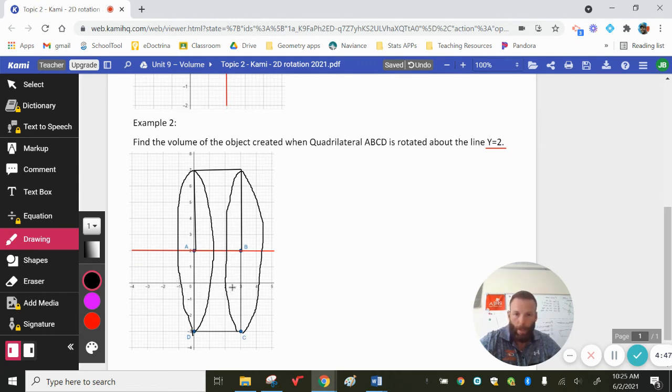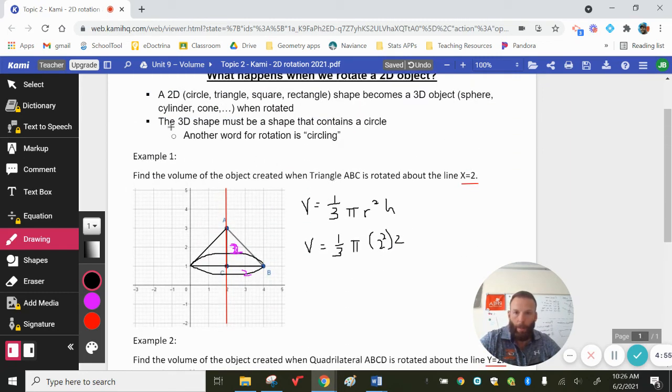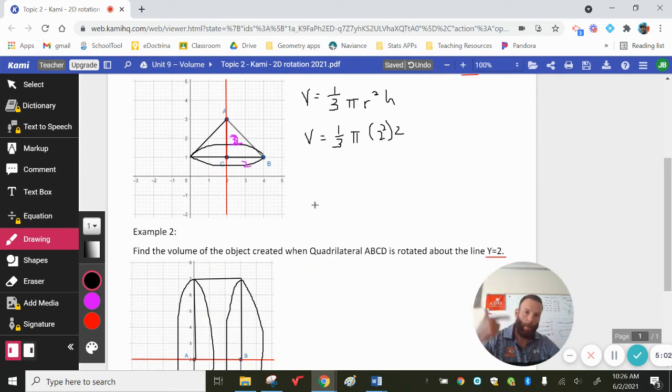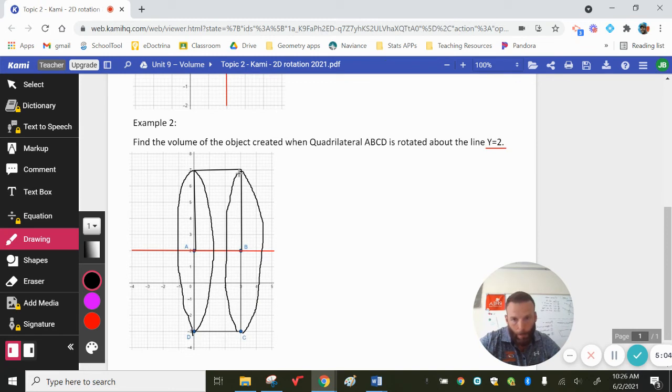Can you imagine a cylinder? It kind of looks like a tuna fish can up on its side. So I created a cylinder. Again, up here it says the 3D shape must be a shape that contains a circle, because when I'm rotating around the line, I'm creating a circle this way. Now I know that the shape I created is a cylinder, and I want to find its volume. The volume of a cylinder is just pi r squared h.